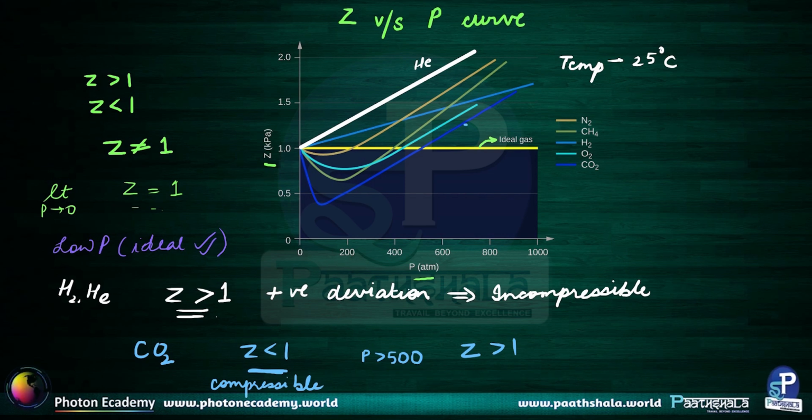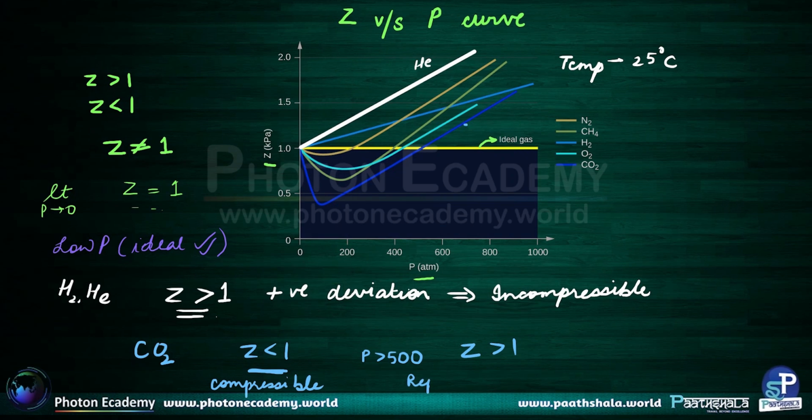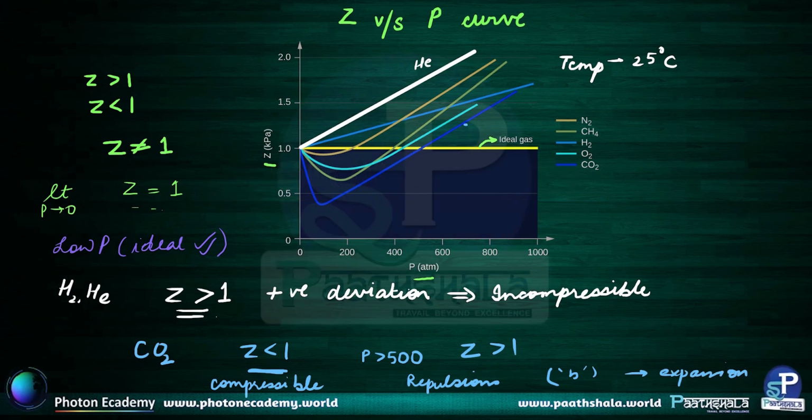However, when the pressure increases beyond that range, the repulsions among the molecules, the factor B, come into play and do not compress the molecules further. Now, due to the repulsions, the compression becomes expansion. Therefore, Z is greater than 1 in the higher pressure ranges. If you observe the high pressure ranges, the Z for all of these is generally greater than 1.